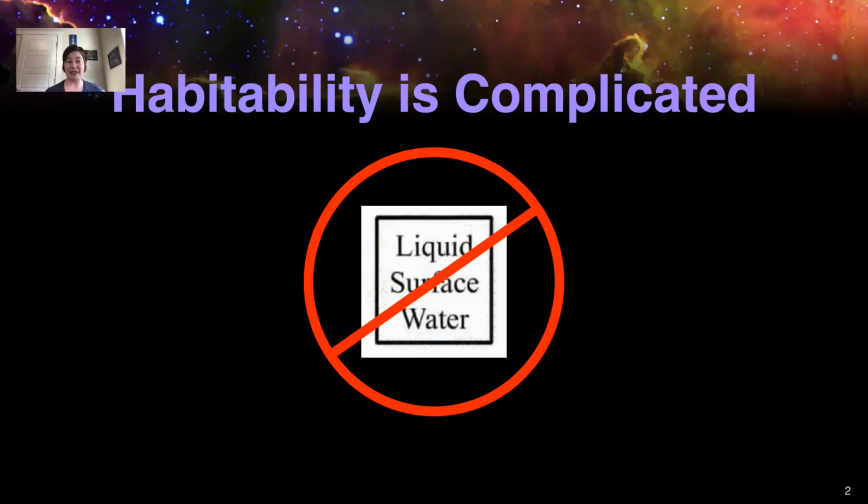So to begin, we understand that habitability is extremely complicated. It's not enough to say that a planet has liquid surface water, or even that it's within the habitable zone, or the distance such that the planet would have just the right temperature such that if there was water on the planet, you would get liquid surface water. This is not enough of a criterion in order to define exoplanet habitability.